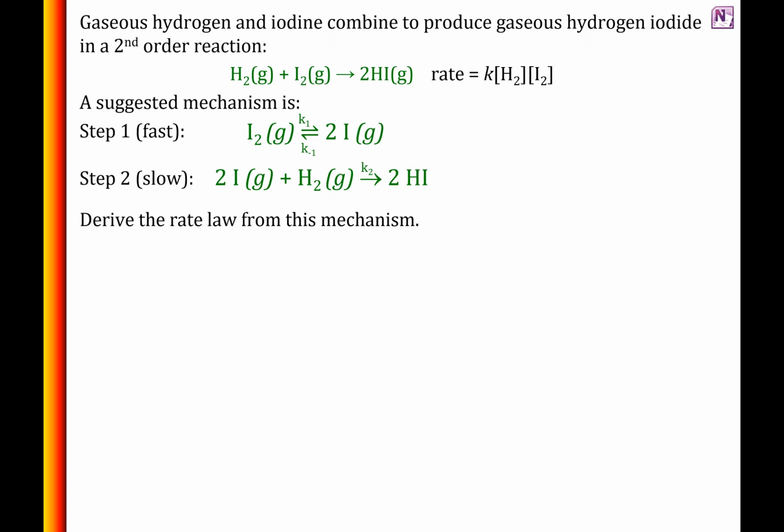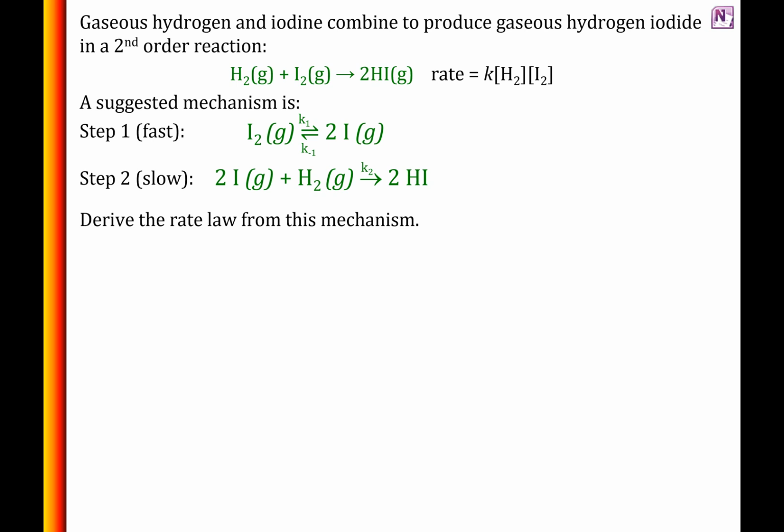I'm going to gloss over this part a little bit. This problem I just want to go over with you to show you how you could derive a rate equation through substitution. So here it says gaseous hydrogen and iodine combine to produce gaseous hydrogen iodide, and it's an overall second order reaction.